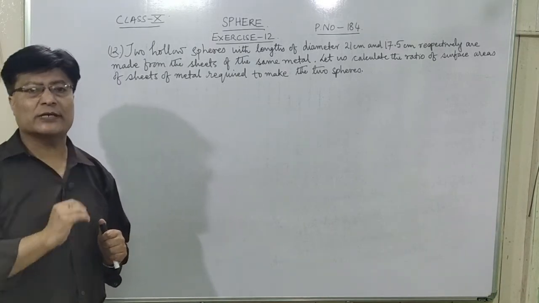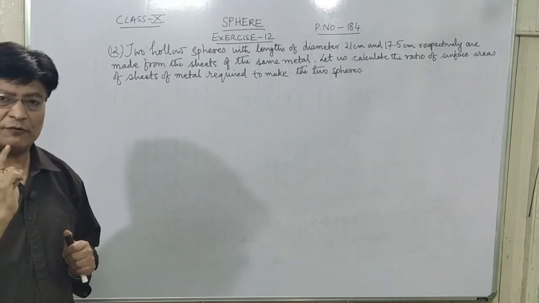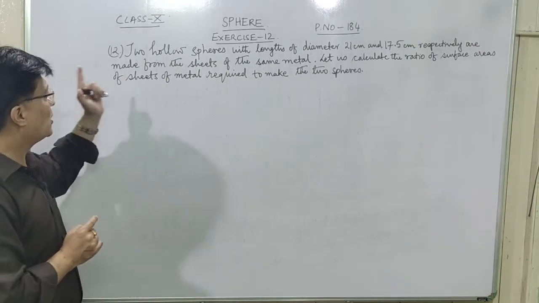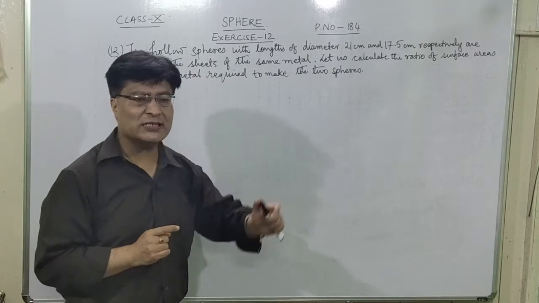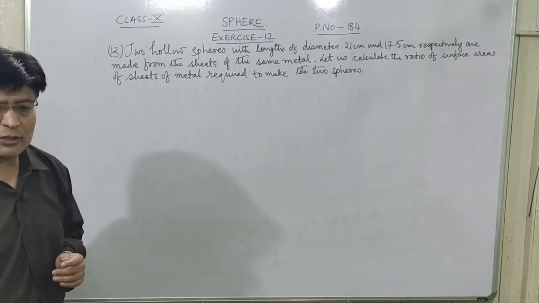So two hollow spheres are made from the sheets of same metal. The first hollow sphere को length of diameter कति छ? 21 centimeter. अनि second hollow sphere को diameter कति छ? 17.5 centimeter. So now what is asked in the question?